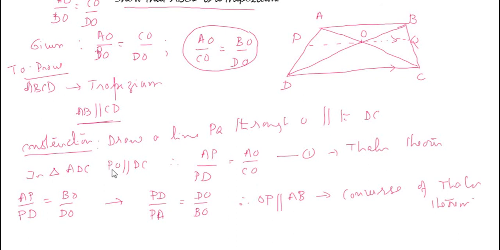But PO or OP is already parallel to DC. Therefore, AB is parallel to DC. And we know if you prove AB is parallel to CD or DC, then ABCD is a trapezium. Therefore, ABCD is a trapezium.